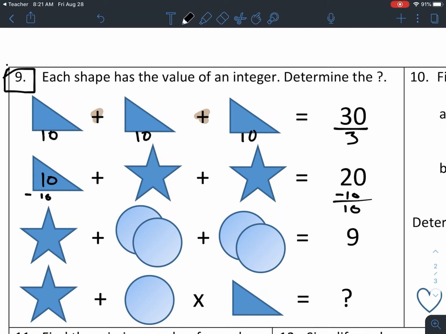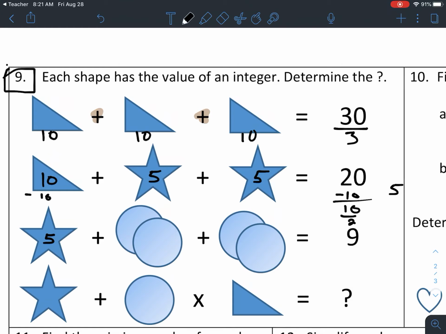Well, now looking at 10, I have 2 stars that have to equal 10. So I would do the same thing: 10 divided by 2, which would leave me with 5 as the answer. So each star represents 5. So if I added a triangle of 10 plus 5, which gives me 15, plus another 5, that will give me 20 as my answer.